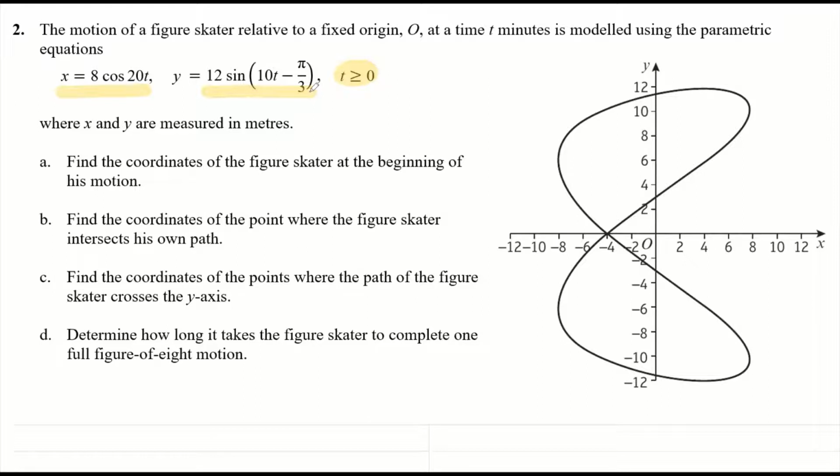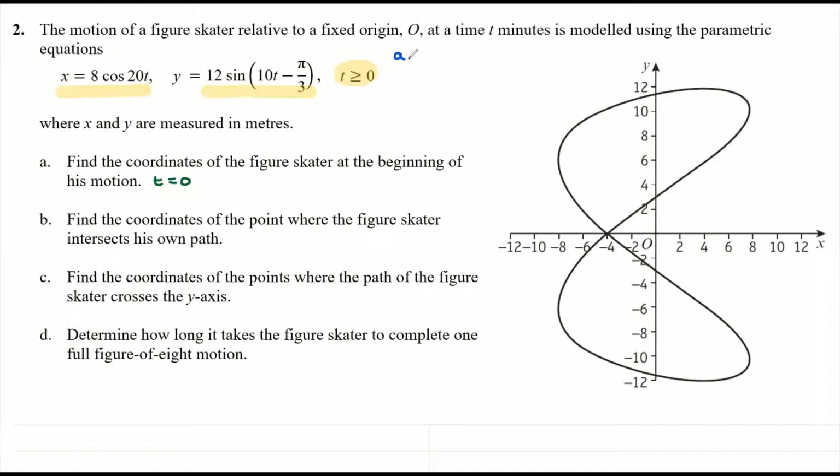So for part A, we're asked to find the coordinates of the figure skater at the beginning of his motion. Well, at the beginning of his motion, that's obviously when the clock is started. So we know that's when t is equal to 0. Okay, so that's the first thing. Now, if we plug t equals 0 into our 2 equations, which I'll do, just for the sake of space, I'm just going to do this in the empty space provided up here, and we'll move down the page shortly when we move on to parts B, C, and D.